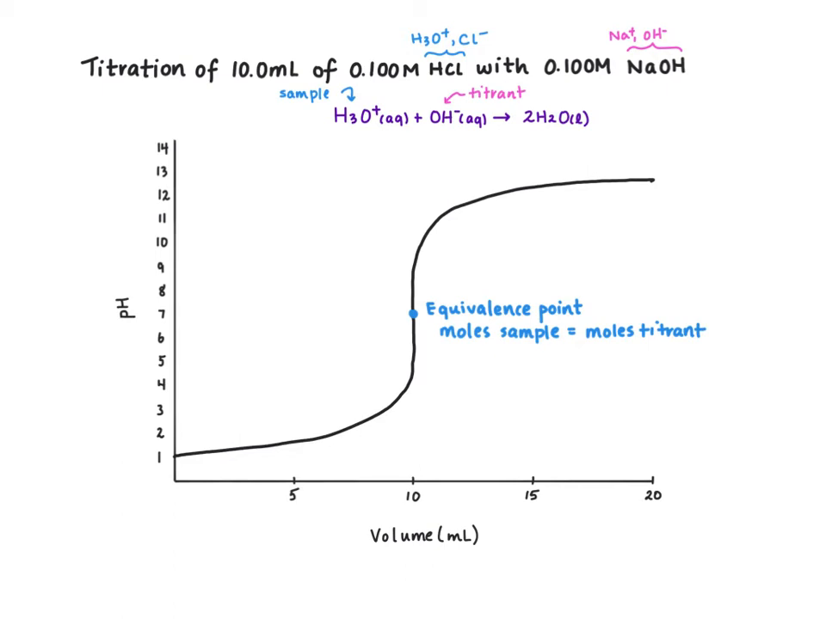Our equivalence point has a pH of 7, and we're going to talk about why that is in just a moment. First, we're going to start with why the initial pH of our sample is low and how we can determine that. Before the titration even begins, we just have a flask filled with HCl. That flask will have ionized HCl, which is H3O+, chloride, and water.